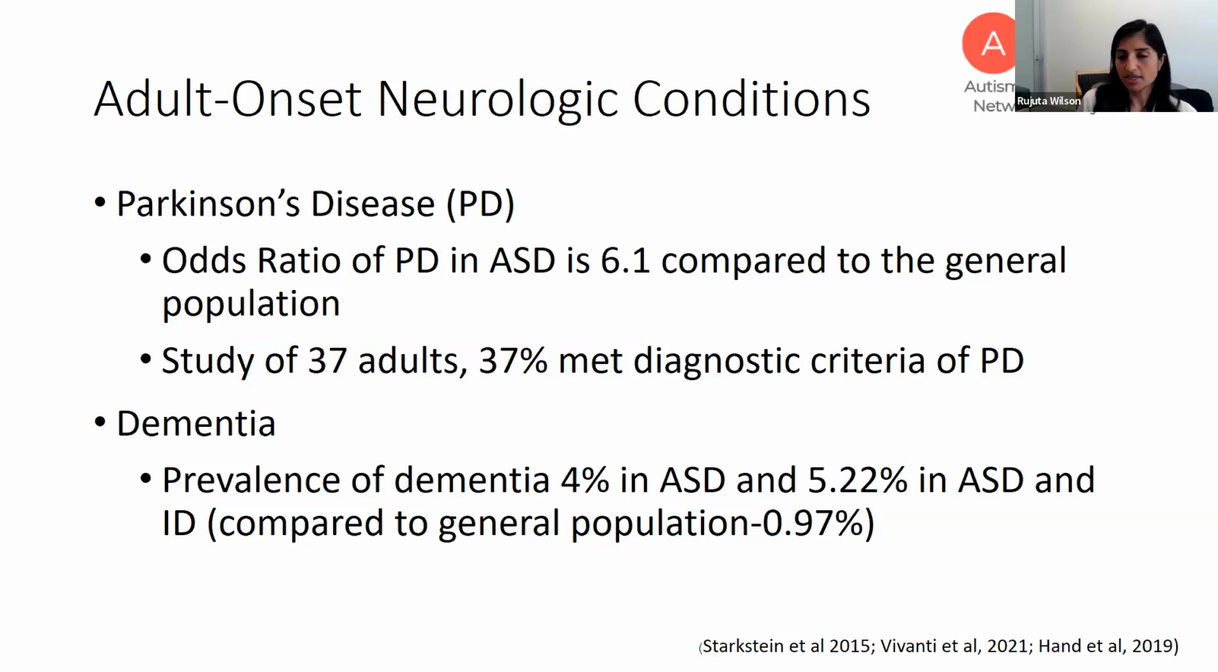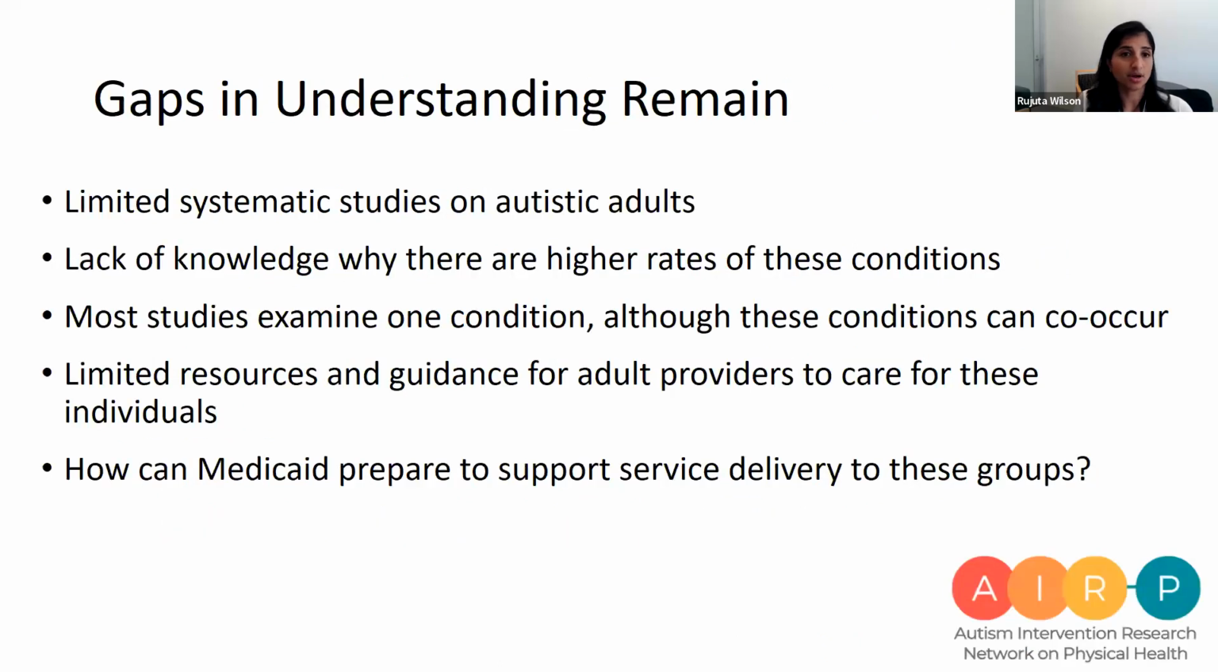So given some of these initial studies, there are still some major gaps in our understanding. There are limited systematic studies on autistic adults. There's a lack of knowledge about why there are higher rates of these conditions. Many of these studies examine only one condition, although many can co-occur. There are overall limited resources and guidance for adult providers to care for these individuals.